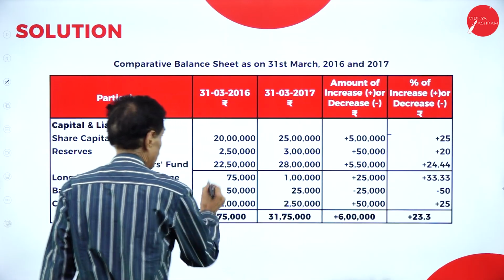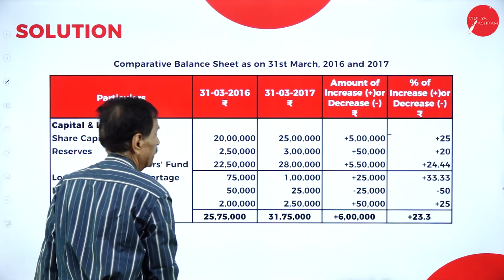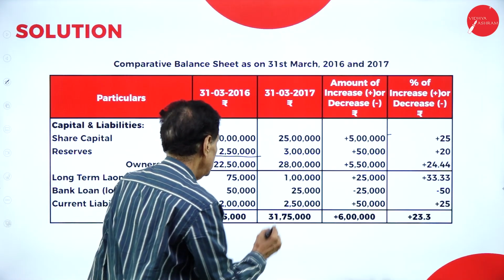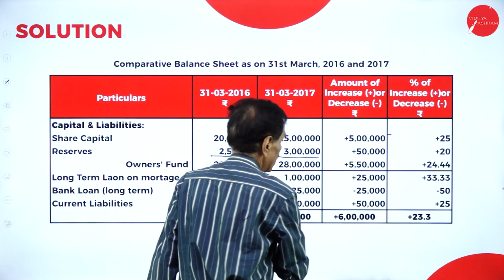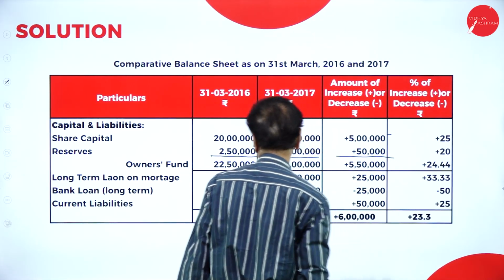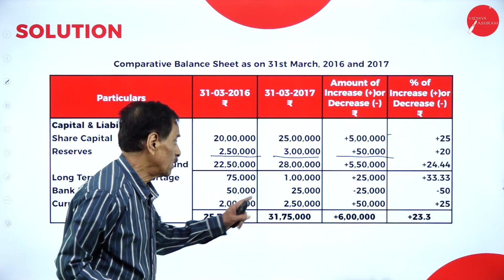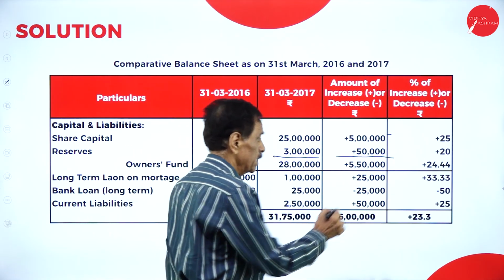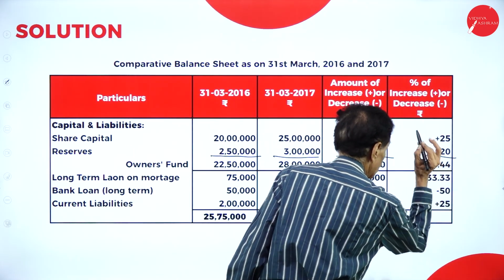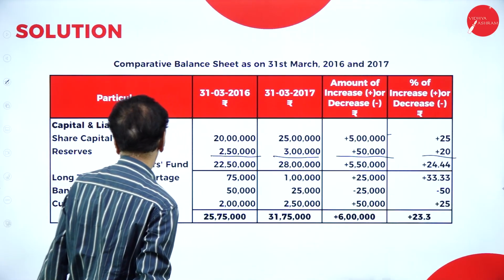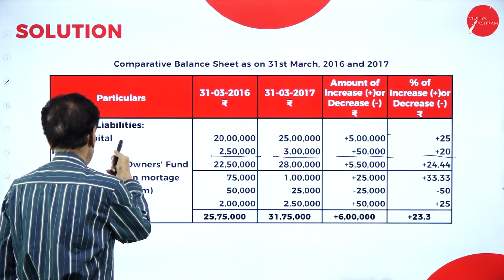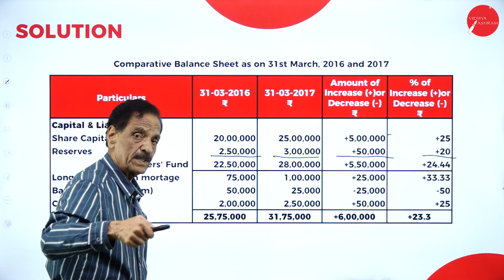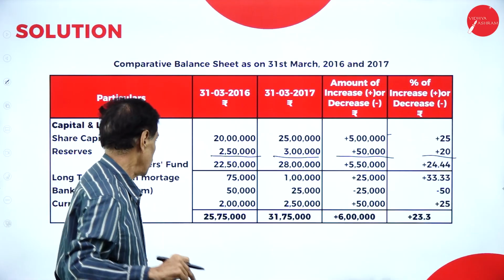So the bonus fund, if you add this 22 lakh 50,000, it becomes 28 lakh, this is 5 lakh 50,000. So 22 lakh 50,000 to 28 lakh, there was an increase of 5 lakh 50,000. It works out to 24.4%. This is the bonus fund. Share capital and reserve: the bonus fund always means equity share capital, preference share capital, and reserve and surplus.